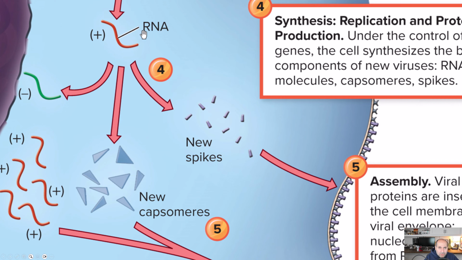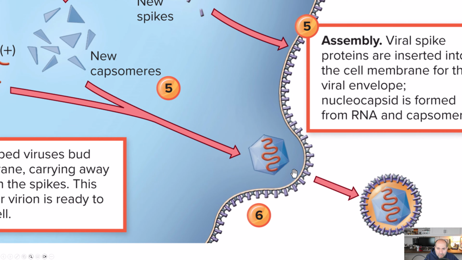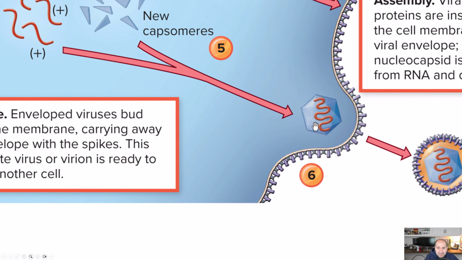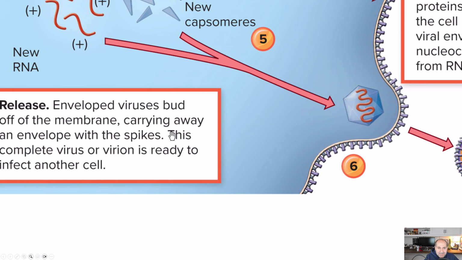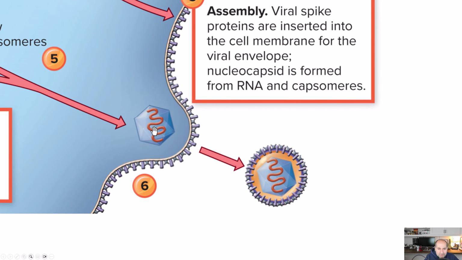And this RNA genome, because it's positive sense, can be recognized by ribosomes, which form new spike proteins, new capsomeres for the new capsid, as well as other enzymes. This is known as synthesis of new viral molecules. So next, assembly occurs. New virions are formed from the proteins that are synthesized as well as the nucleic acid that is constructed. And lastly, release. Release, where enveloped viruses bud, like this one, out of the membrane, carrying away an envelope with spikes. So check it out. Viruses, nucleocapsids can bud.